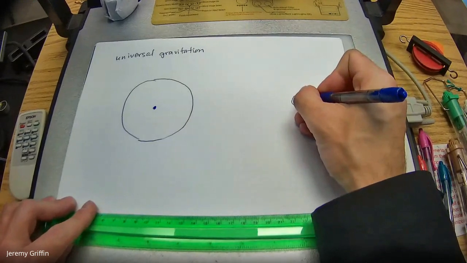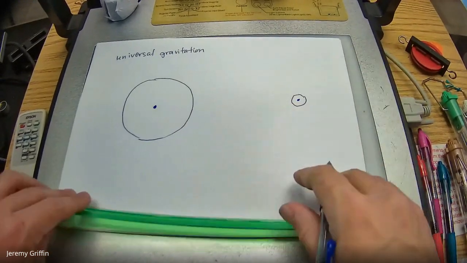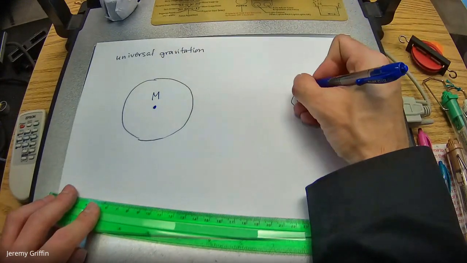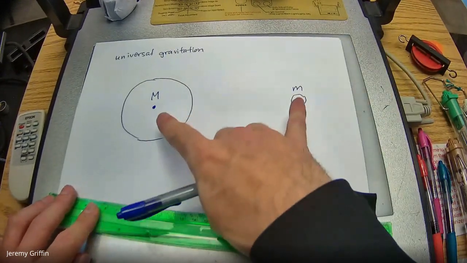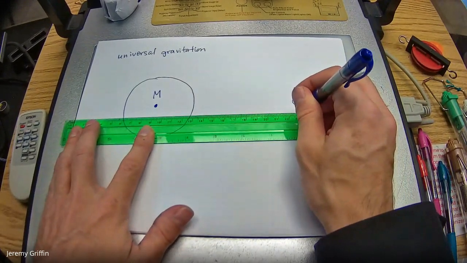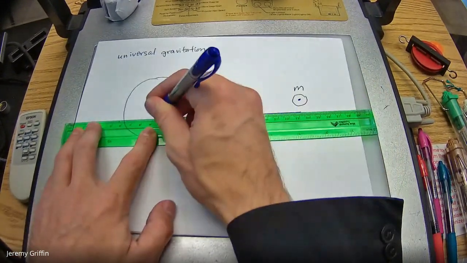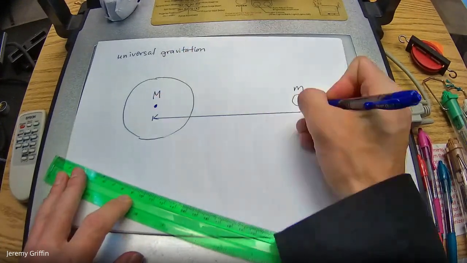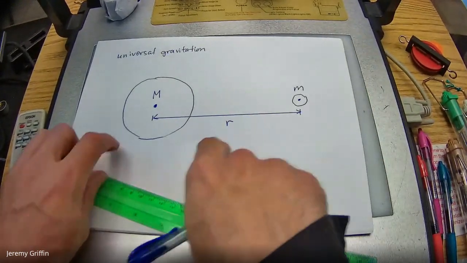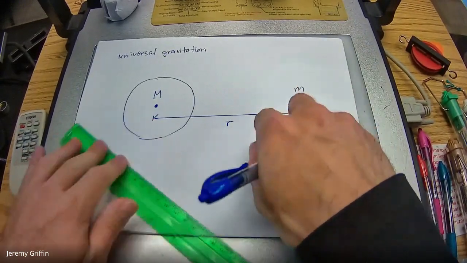Maybe it's a couple of asteroids, maybe it's a planet and a moon, but one has mass capital M and one has mass lowercase m. Some textbooks do m sub 1 and sub 2, some do capital M lowercase m, so see both of those. And there's some distance between the two. Some center to center distance that I'm going to call r. Right? Notice I'm going from center mass to center mass. You guys see that? Center to center.